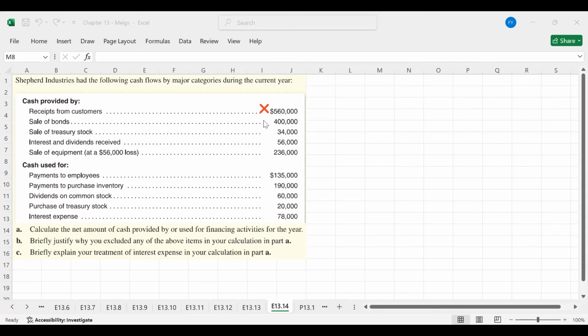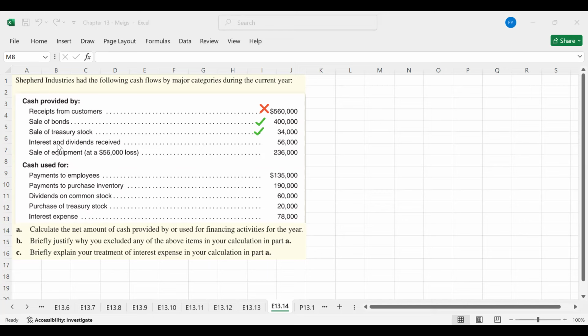Sale of bonds is a financing activity, so we will include it. Here we have this, and we are going to include it. Treasury stock again is a part of financing activities. We will include it.